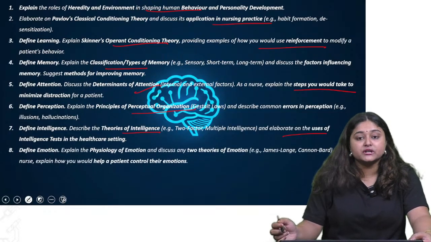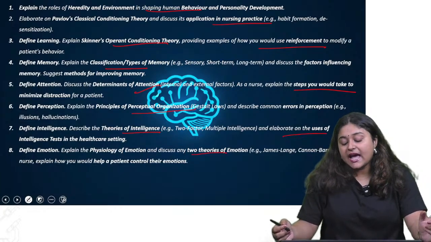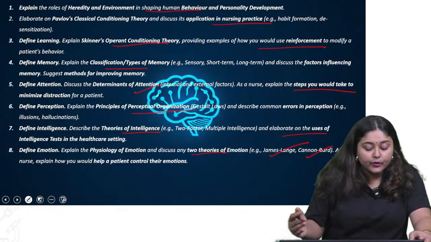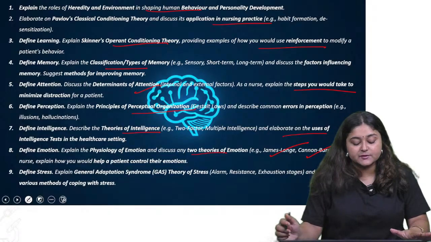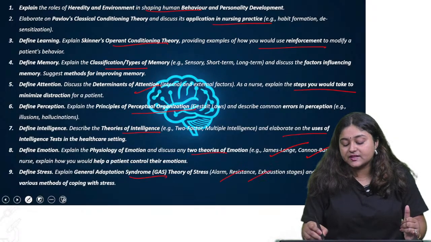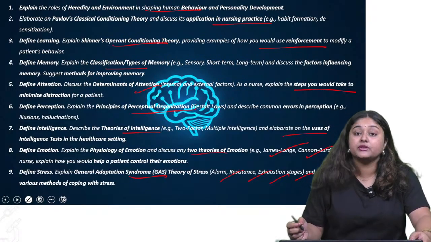Next, define emotion. Explain the physiology of emotion and discuss any two theories of emotion, for example James-Lange as well as Cannon-Bard. And as a nurse, explain how you would help a patient to control their emotions. Next is define stress. Explain the general adaptation syndrome or GAS theory of stress, the alarm, resistance and exhaustion stages, and describe the various methods of coping with stress.